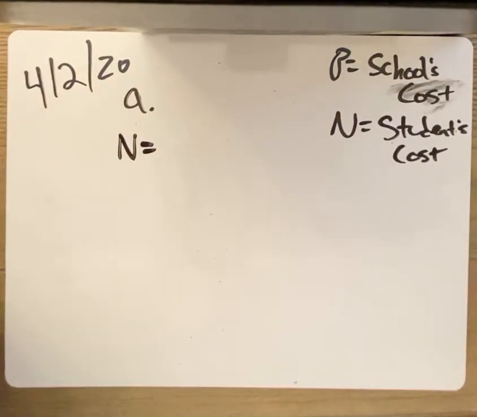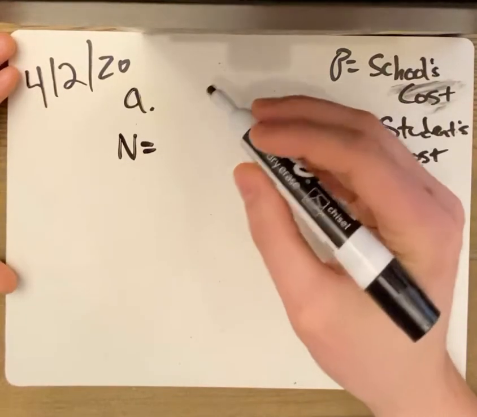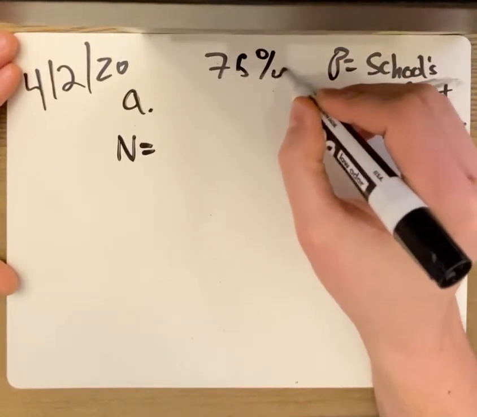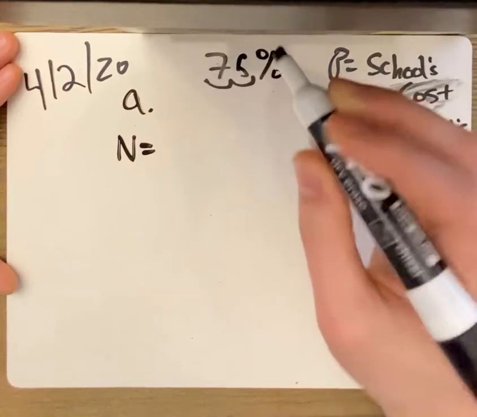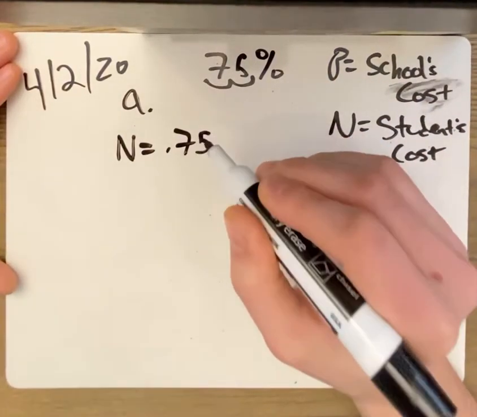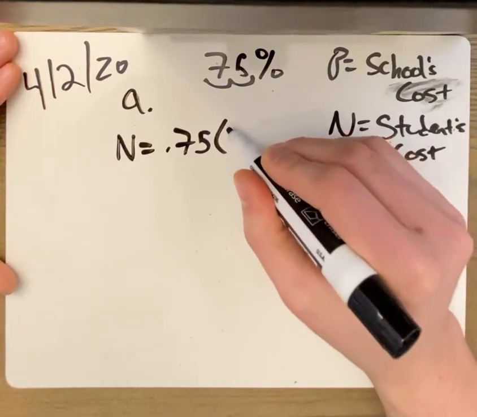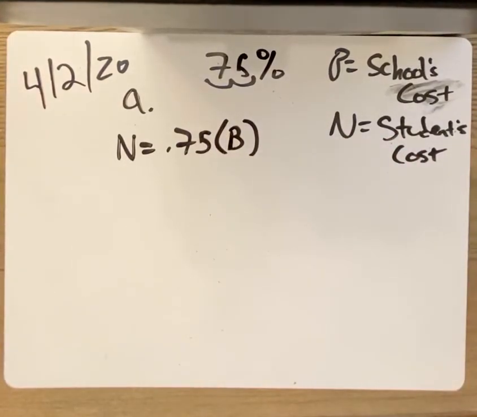If we look at the problem, we know that the school charges 75% of the cost of the book. Do we know how much the book costs the school? No. We only know that it's equal to 75% of the cost of the book. So we just write it. We take 75%, turn it into a decimal by moving 2 to the left, 0.75, and multiply that by the school's cost of the book. So this is our relationship between the school's cost and the student's cost.